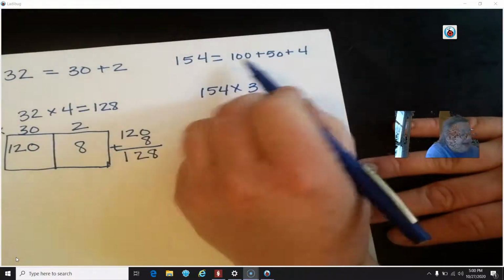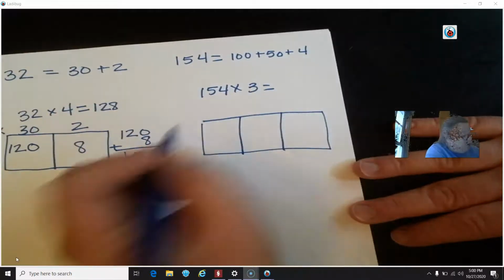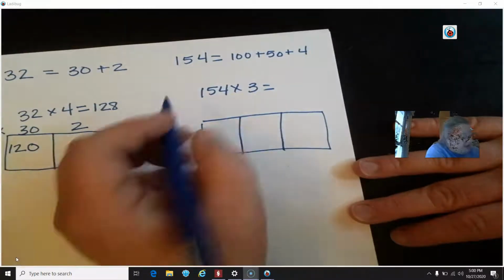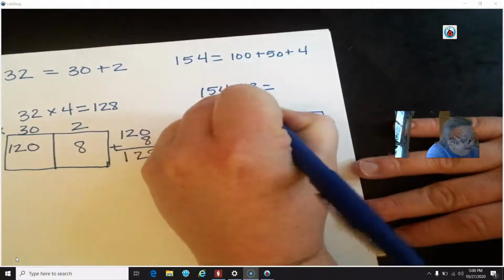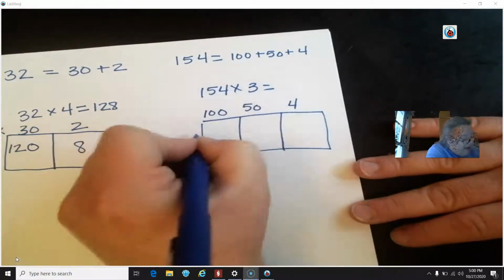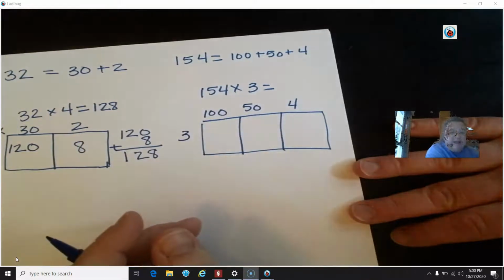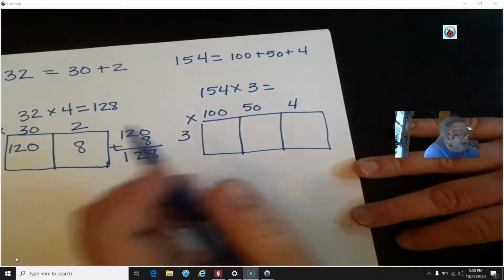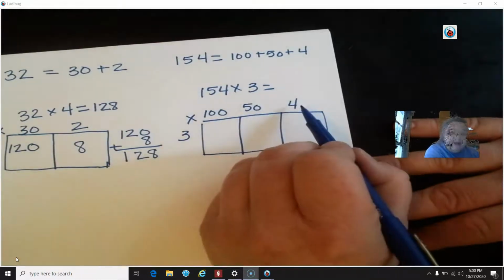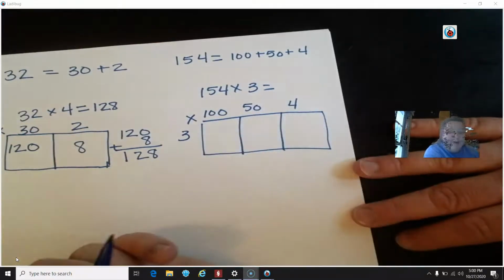Okay, so I'm going to take these expanded forms and put them onto the top of my box. So this is going to be my hundreds. We had 100, we have 50, and we have 4. And the 3 is going to go on the side. And I'm just going to do the same process I did a minute ago. So I'm going to multiply each of these numbers on the top by this number on the side.